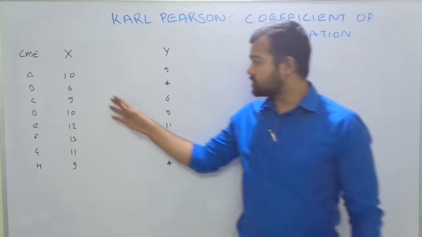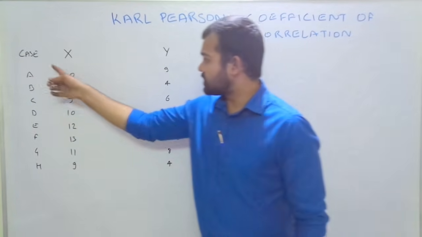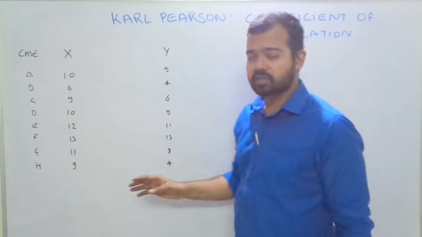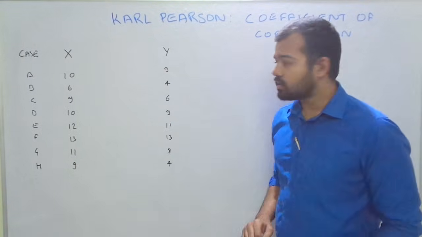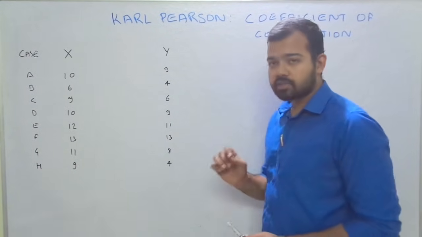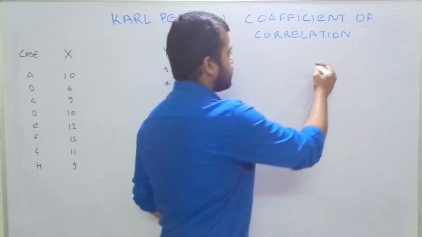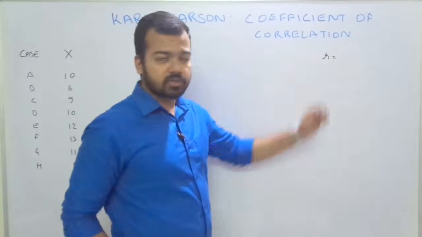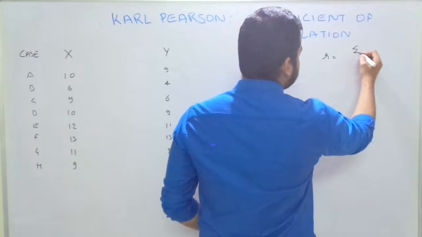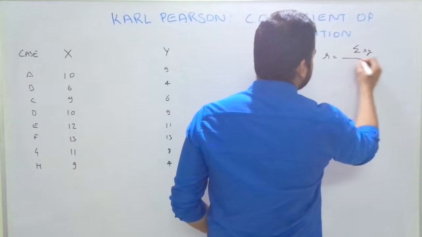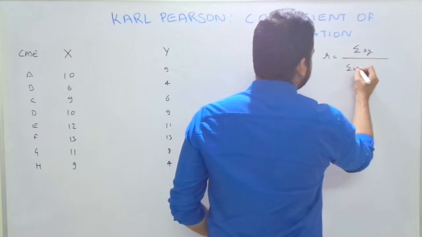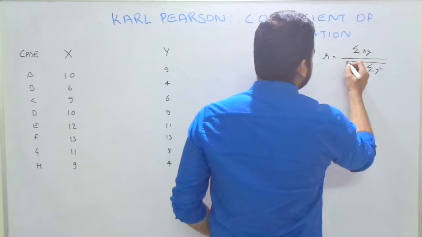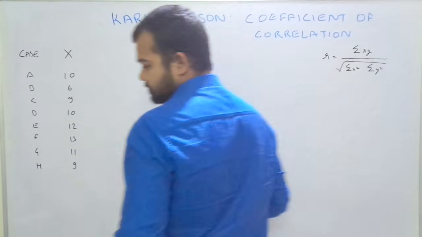So first of all, this is a question given in your book. These are cases A, B, C, D, just labels, doesn't matter. This is the series X and this is series Y. In all the statistical videos, we have seen that we first write the formula. Here the Karl Pearson coefficient of correlation is denoted by r. So here we write summation xy divided by the square root of summation x square and summation y square. So this is the main formula.